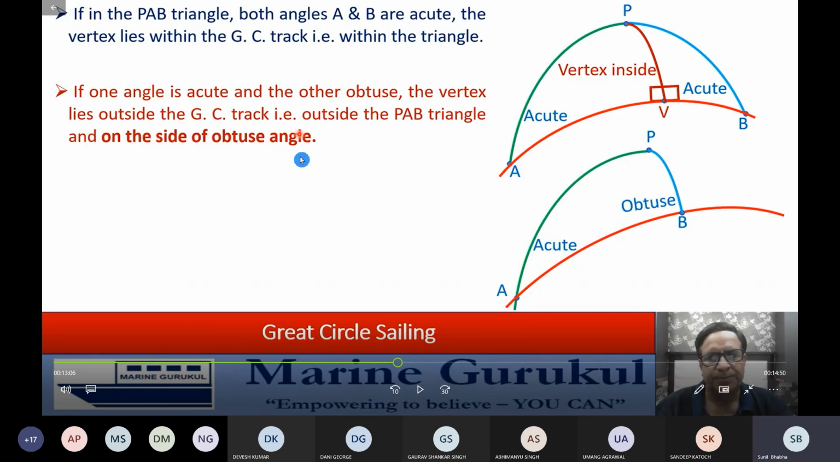So will the vertex be inside or outside? Outside, sir. Very good. And on which side will it be formed? On the side of B, on the side of angle B. Very good. You have understood.